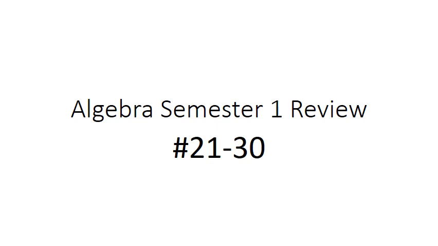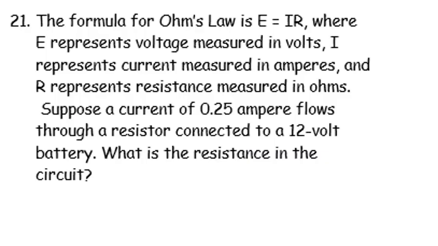Alright, so these are the solutions to the Algebra Semester 1 review, numbers 21 through 30. On 21, you've got the word problem. The formula for Ohm's law is E equals I times R. And then they tell you what E represents, and then they also tell you what I and R represent.